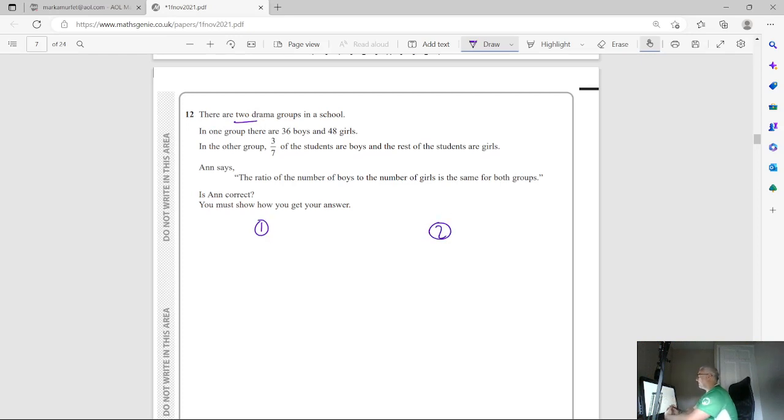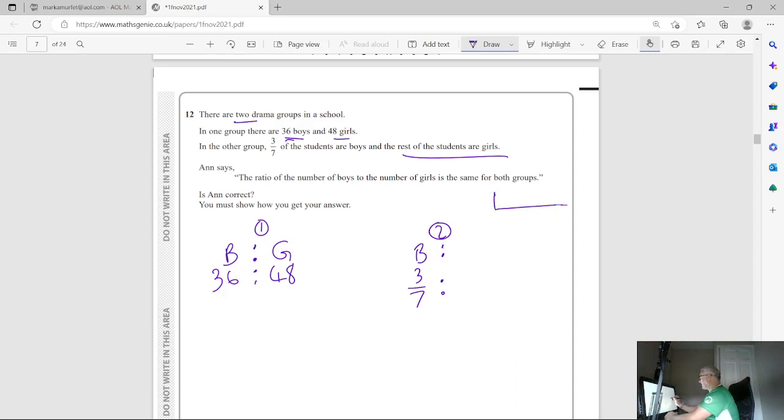In one group, there are 36 boys and 48 girls. So as soon as we start getting a split like this, let's turn it into a ratio. So we've got 36 boys and we've got 48 girls. In the other group, 3/7 of the students are boys. Okay, so this side, there are 3/7 that are boys. Okay, the rest of the students are girls.